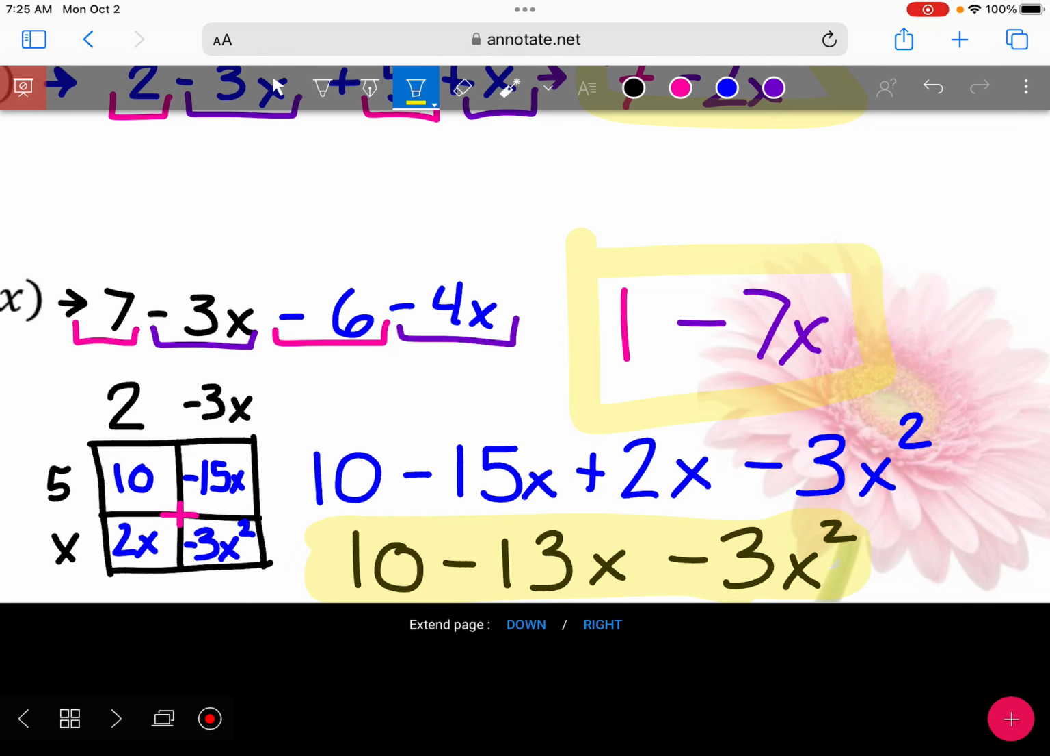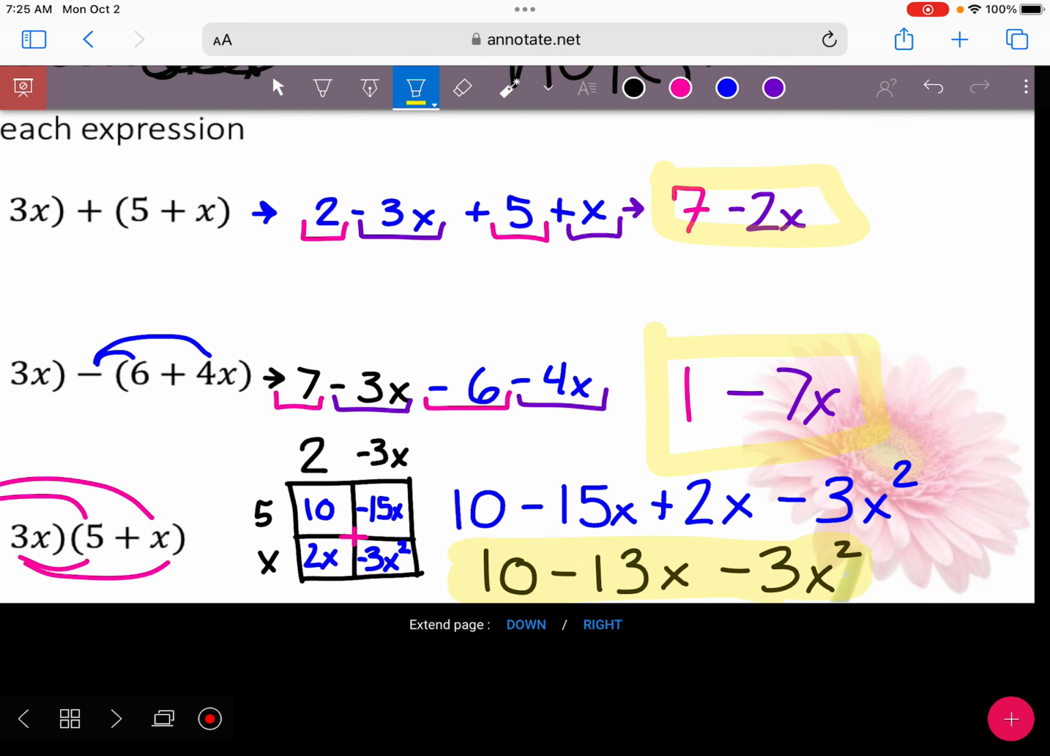Okay. Questions on these three? Because this is what we're going to do today. We are going to do these two things. We're going to add, subtract, and multiply.